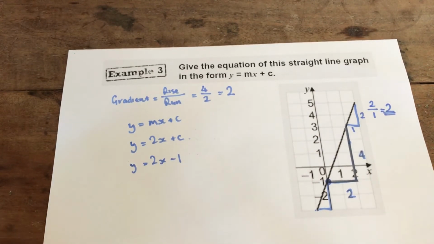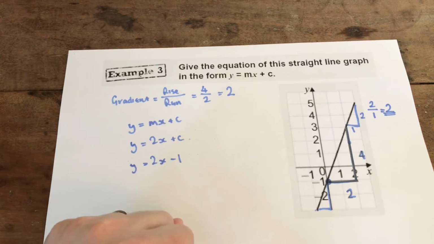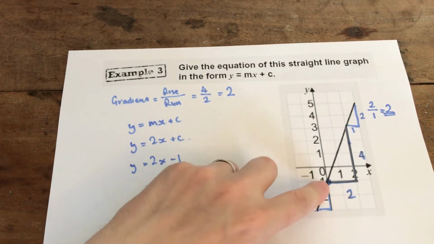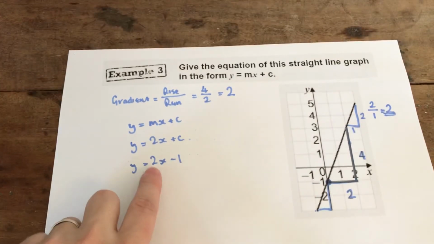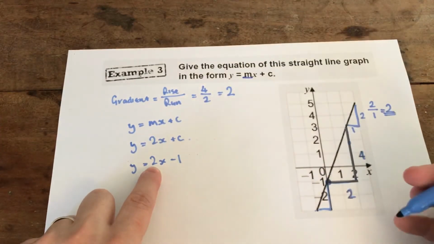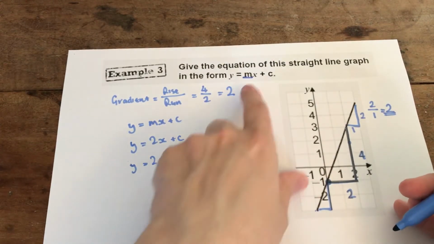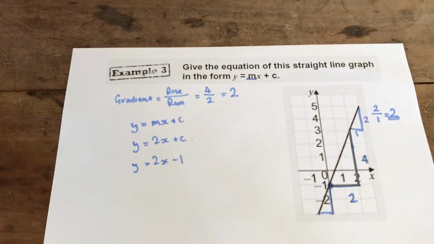So what we do, I'll talk about this in steps. We find the gradient by doing rise over run. We then identify the y-intercept, where the graph crosses the y-axis. The gradient goes in front of our x, that is our m, and the y-intercept goes on the end, it is our c. Okay? Can you use this to complete the questions from your Knowledge Organiser and any maths watchwork set?